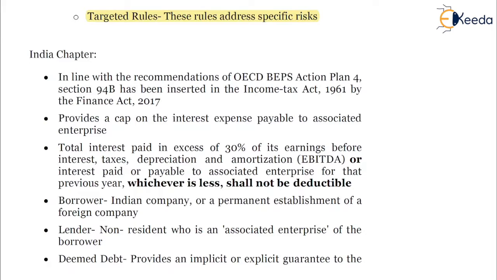As per Section 94B, there will be a cap on interest deduction at the rate of 30% of EBITDA. No ratio is adopted. However, it is limited to 30% of EBITDA or interest expense, whichever is lower, which will be allowed as deduction to the SSC in the year of payment.